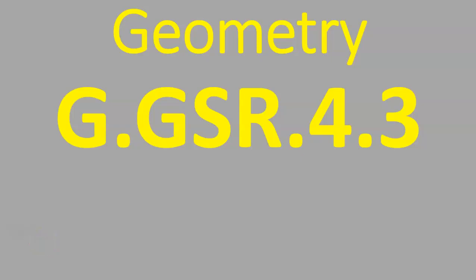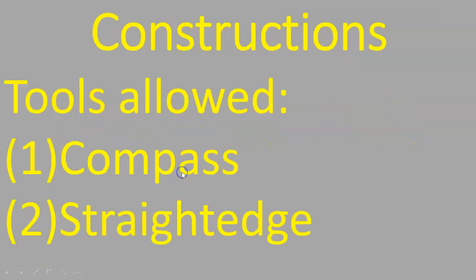Okay, we have geometry, geometric and spatial reasoning, standard 4.3. We'll do some constructions here. And constructions can only have two tools, a compass and a straight edge. Okay, so compass and straight edge are the only tools we want to use. We want to look at several basic constructions. We want to show the standard here also.